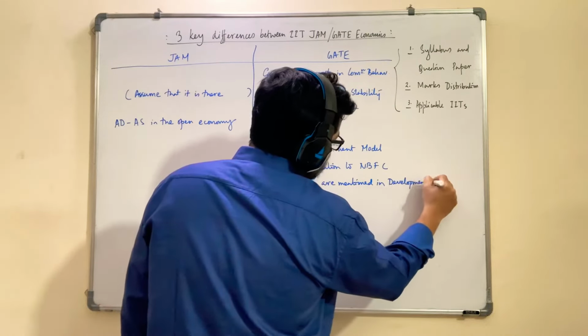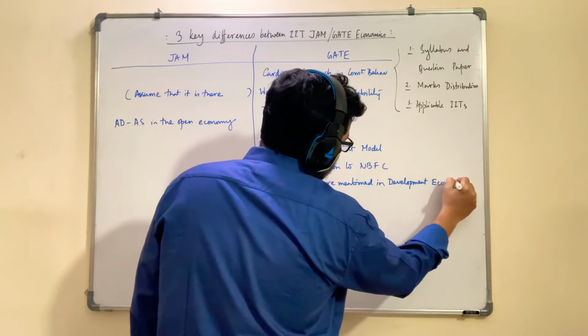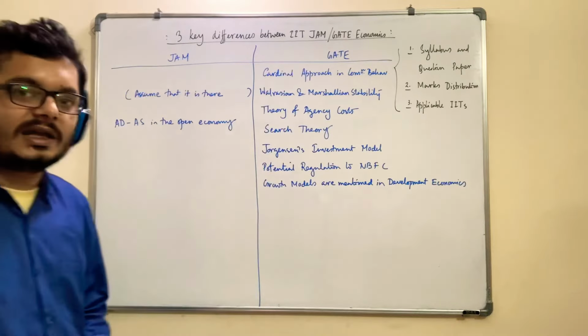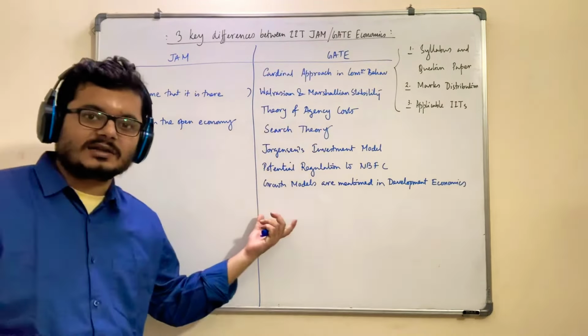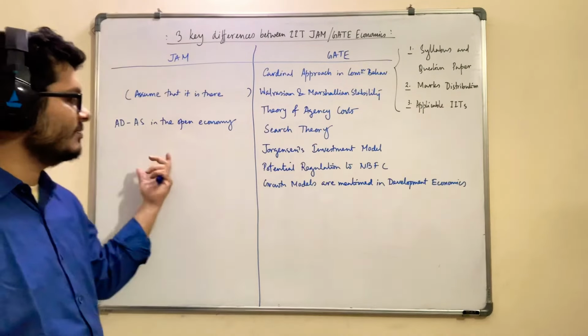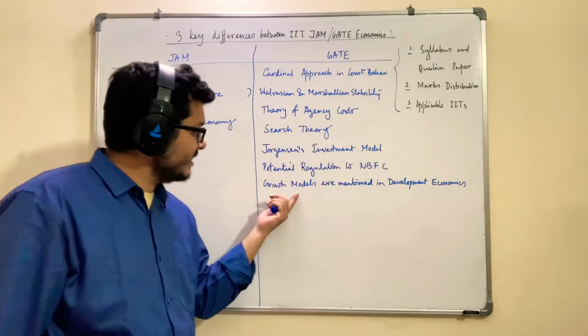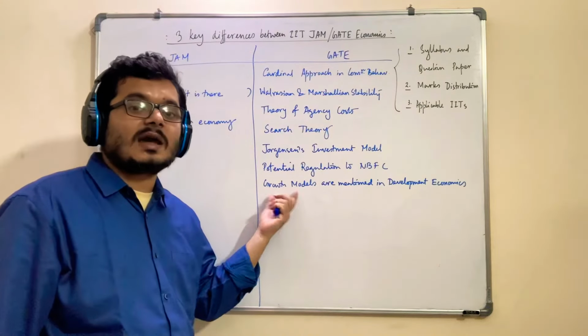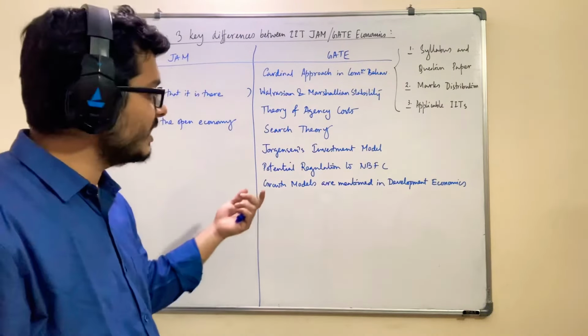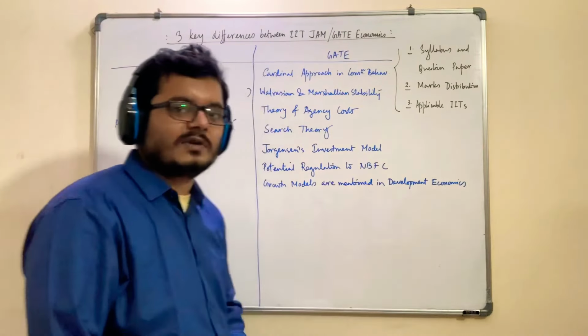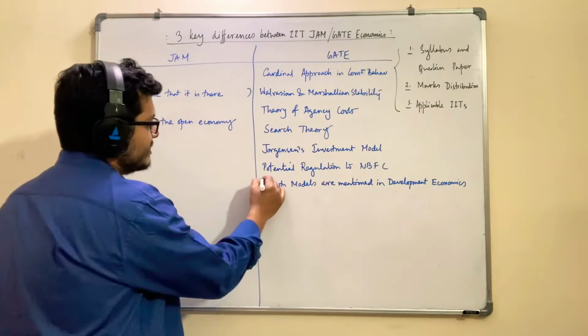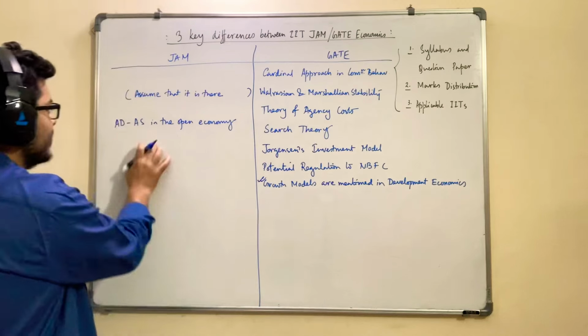So I am writing this because growth models are there both in JAM and GATE. The Solow model is in both of them, the Harrod model is in both of them, but here it doesn't appear as a part of macro. If you look at the syllabus, it appears as a part of development economics. So I just mentioned it, but growth models are also here.